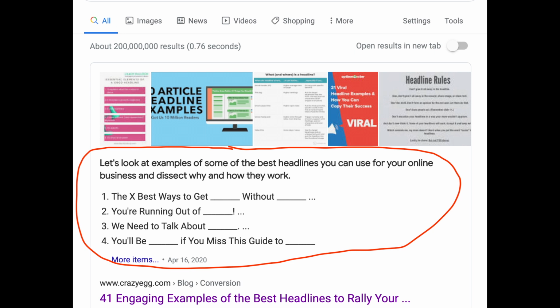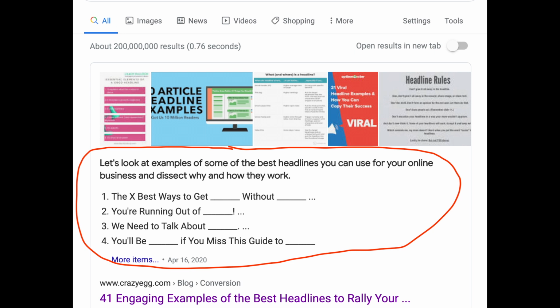I mean, the news landscape right now has so much content that it can be overwhelming. All these different outlets are competing for our attention, for our clicks, and it can be a real problem sometimes. I mean, when I was looking up example headlines and example articles for this video, these were the results that came up. We've got the X best ways to get blank without blank. You're running out of blank.